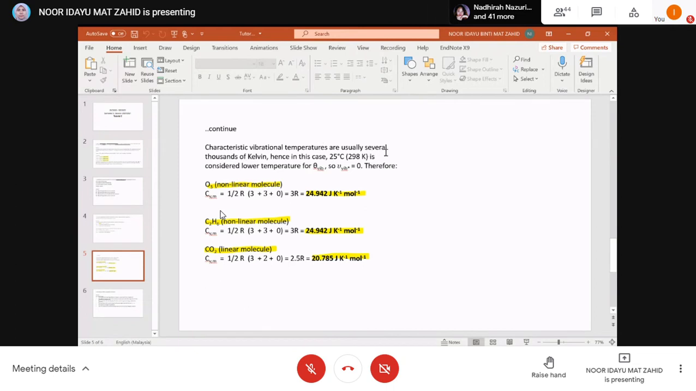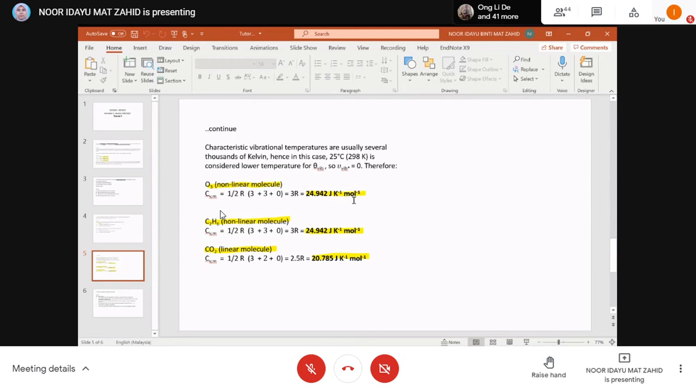Characteristic vibration temperatures are usually several thousand Kelvin. Hence, in this case, room temperature is considered a lower temperature and has not exceeded the vibrational characteristic temperature. Therefore, the heat capacity at constant volume for ozone: if you draw ozone, it is triangular in shape, so it's a non-linear molecule. For the rotational contribution, it should have the value equal to 3 and 0 for vibrational. So this is the value of the heat capacity, 24.9 joule per Kelvin per mole.